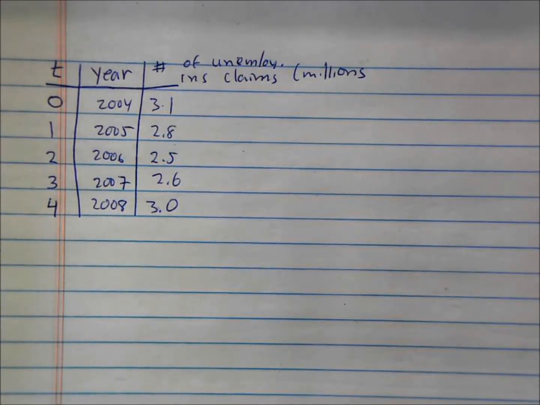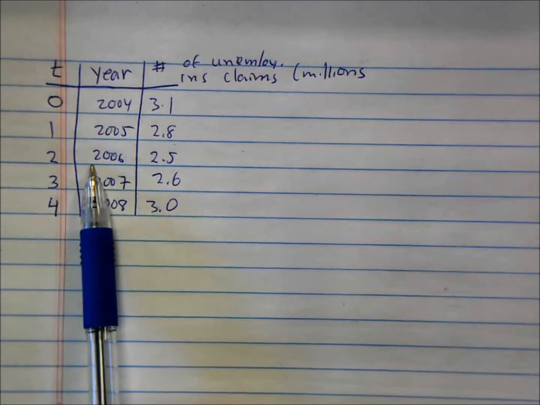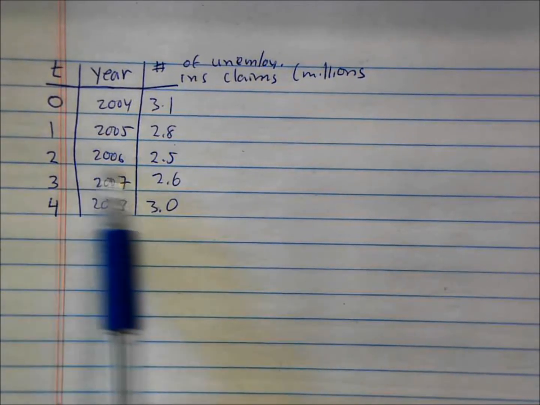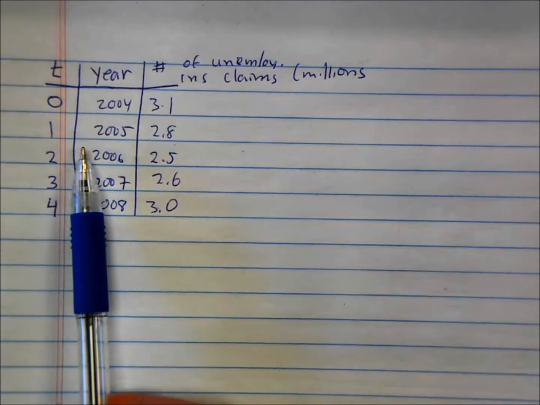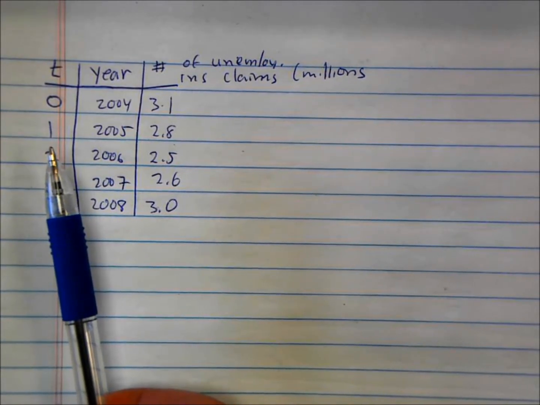So let me ask you a question. Looking at that data, where do you think the vertex is? Probably the vertex happened in year 2, which is 2006. Why do you think that's the vertex? That's the lowest point, isn't it? So the lowest point is going to give us our vertex. If it was an upside down parabola, we would look for the highest point, and that would be our vertex.